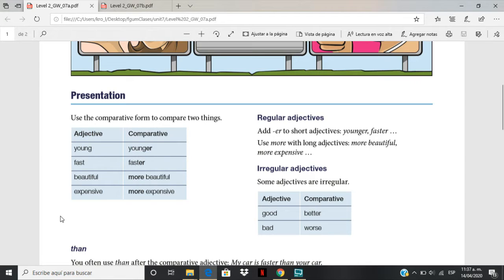And we have regular adjectives. Remember, if they are short adjectives, you have to add er, for example, younger, faster. But if we have long adjectives, remember we use more beautiful, more expensive. And there are certain words that are called irregular adjectives. Some adjectives, like good or bad, are irregular, so you have to change them. Good, better. Bad, worse. Okay?